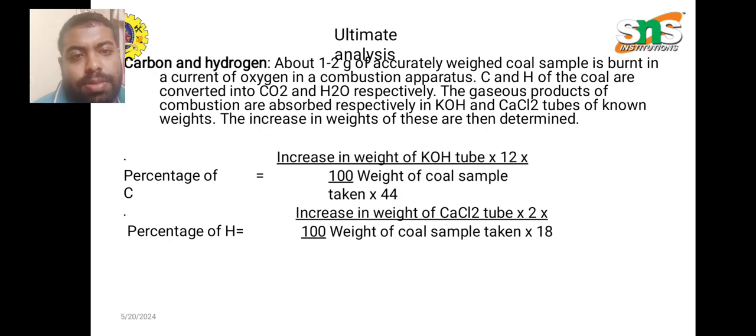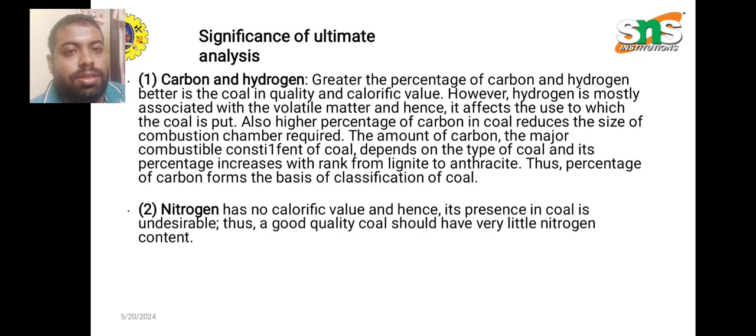Percentage of carbon is measured as increase in weight of KOH (potassium hydroxide) tube into 12 into 100 by weight of the coal sample taken into 44. Then the percentage of hydrogen is measured as increase in weight of calcium chloride tube into 2 into 100 by weight of coal sample taken into 18. In this, 44 and 18 are molecular weights.